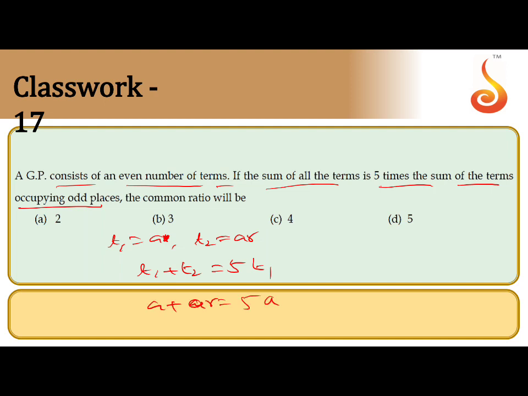So now we can take A to that side. AR equal to 5A minus A. So AR equal to 4A. Then R equal to 4, as A cancels on both sides. I hope this is clear. You can take any even number of terms: you can take 2 terms, 4 terms, or 6 terms. The R value remains the same, because in any GP, R is a unique value. I hope this is clear.